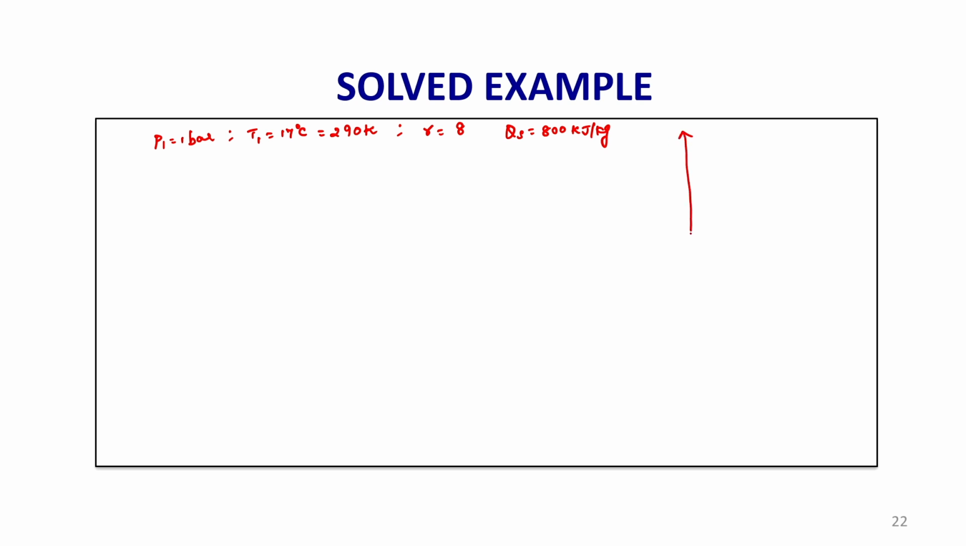So, this is the PV diagram: pressure, volume. Isentropic compression, constant volume heat addition, isentropic expansion. So, this is 1, this is 2, constant volume heat addition 2 to 3, and 3 to 4 is expansion. So, this is the amount of heat added and this is the amount of heat rejected. So, V1 is equal to V4, and V2 is equal to V3. So, these two are applicable.